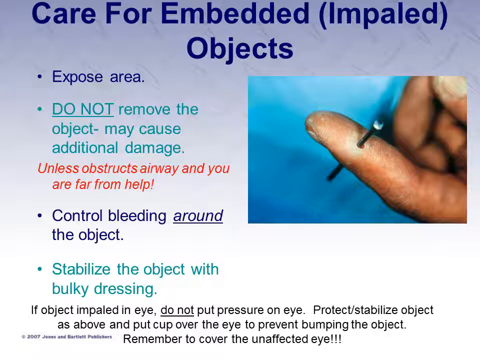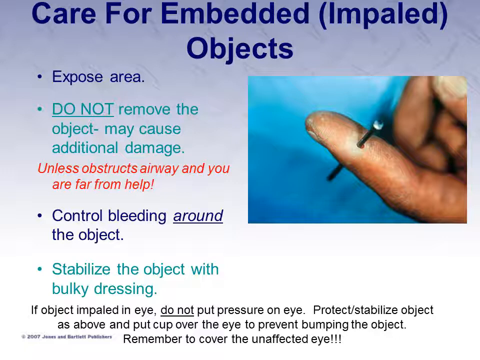If the object is impaled in the eye, just like anything else, we don't want to put pressure on it. You want to stabilize the object, and really important here is we need to cover the uninjured eye. Because if you think about it, your eyes move together. If one eye is injured and you don't cover the other eye, when your good eye moves, your injured eye will also try to move with it. So you need to cover both eyes to prevent further injury.